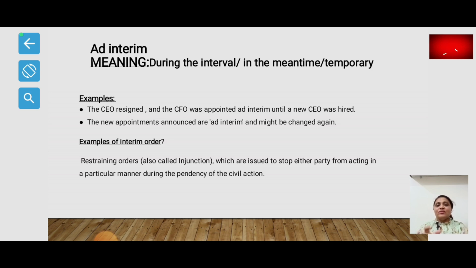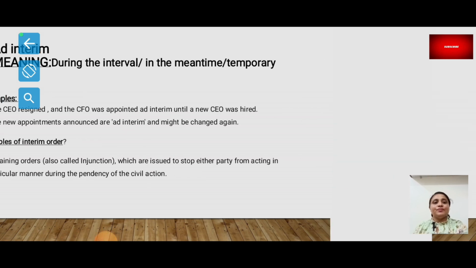So, this is restraining somebody. Ad interim, there is a stoppage. So, there can be an injunction. As I said, ad interim means for an interval, during the interval, for a meanwhile or temporary. So, when the temporary injunction is granted, it is for temporary purpose for some time. It is not a permanent thing. And after the time period is over, it can be recovered or, as per the court decisions, it can be changed. So this is an example of an interim order.